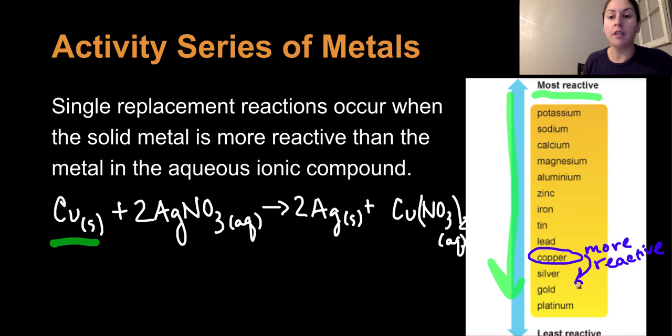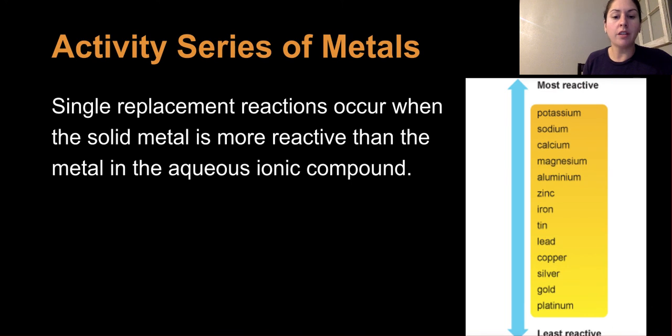And that means that this will occur. So this reaction will occur. Now, we could see the opposite of that. So we could start off with silver, and I will hopefully be able to do an example of this if I remember a piece of silver jewelry. So we can start off with silver.